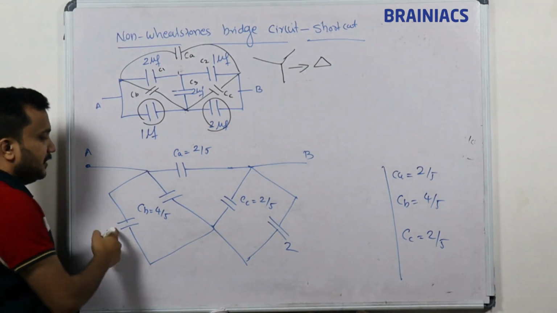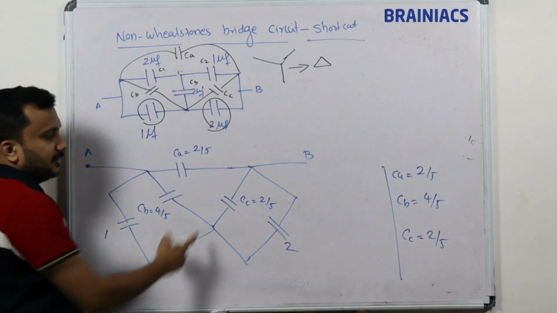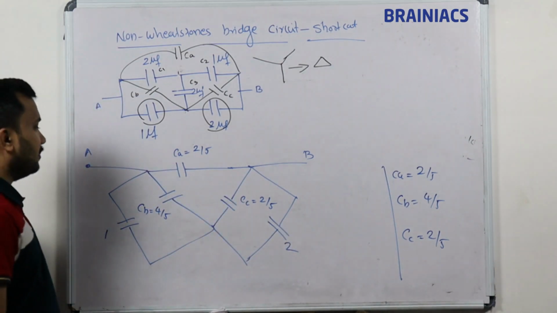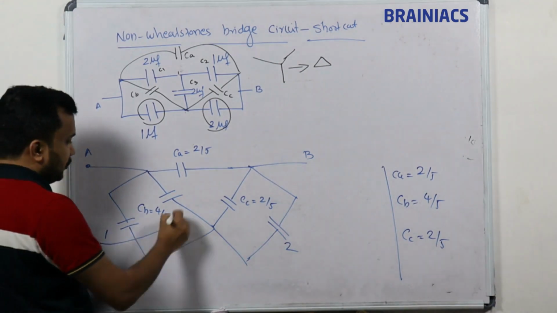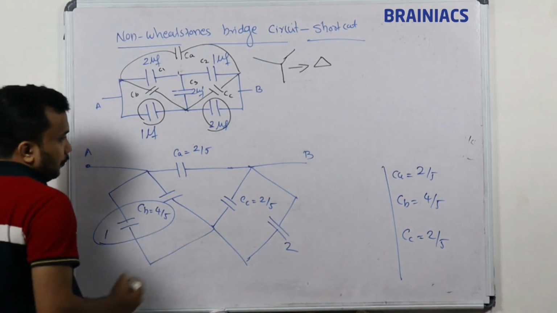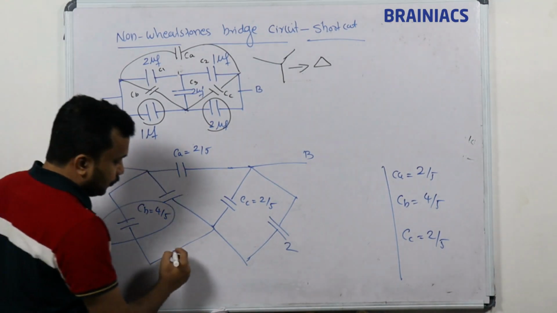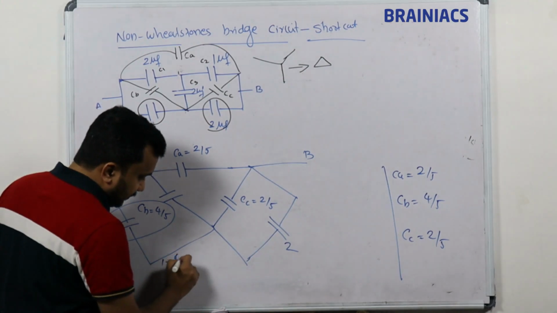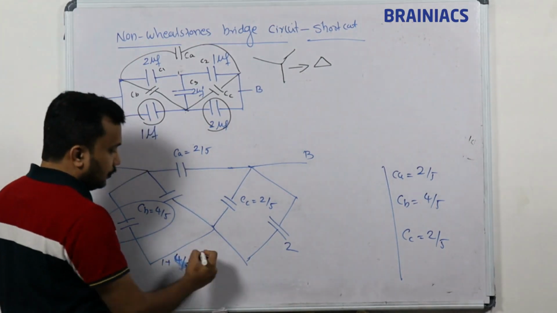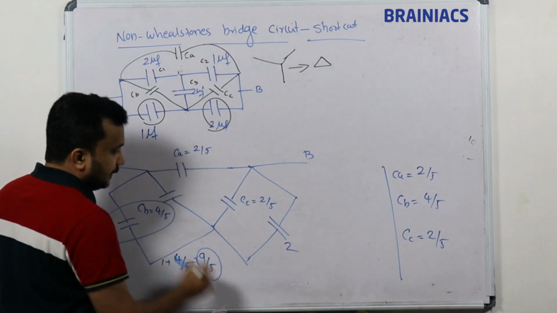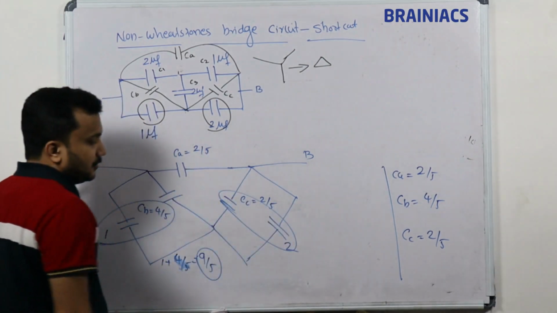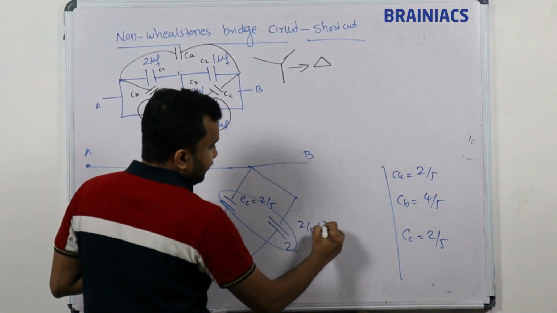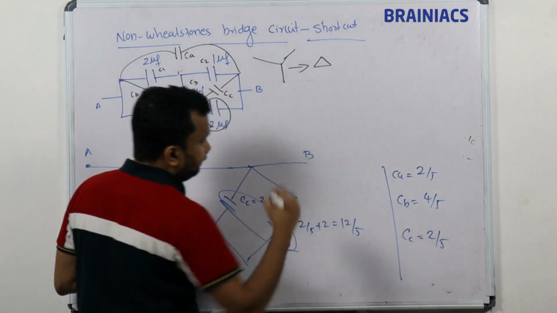Now it is easy, you can say these two are what connection? Parallel connection. These two are in parallel. Okay, so we are going to find the equivalent capacitance of this parallel combination. How to find the parallel combination? C1 plus C2. So we are adding this one. 1 plus 4 by 5, which is equal to 9 by 5 on this side. This side also I am adding. So how much did I get? 2 by 5 plus 2, which is equal to 12 by 5.